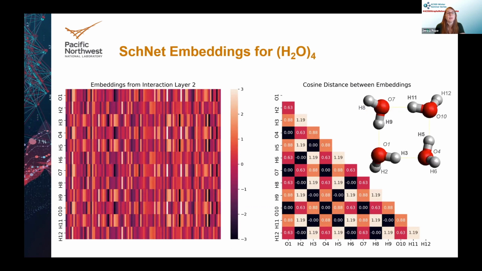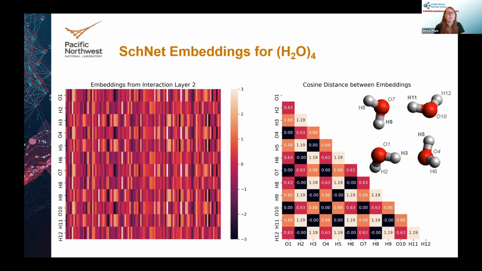Let's now take a look at how SchNet does at learning the neighborhoods for our water cluster data set. Here we have a system of 4 water molecules, each with identical neighborhoods. You can see the hydrogen bonding goes in a square here. So they're all accepting 1 hydrogen bond and donating 1 hydrogen bond. And I've plotted here the embeddings of each atom after the second interaction layer. So this is after SchNet has learned the representation for the neighborhood of each atom.